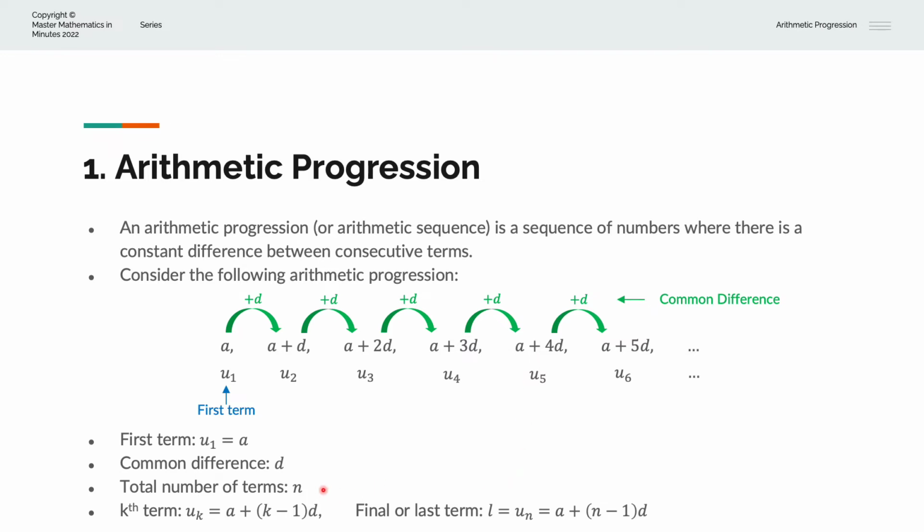And because we've assumed that there are a total number of n terms, the final or last term, which is denoted as L, equals un, given that we have n number of terms, and we'll replace k by n. And that gives us a plus n minus 1 times d. So we've defined the arithmetic progression. And we'll have a look at a couple of examples now.